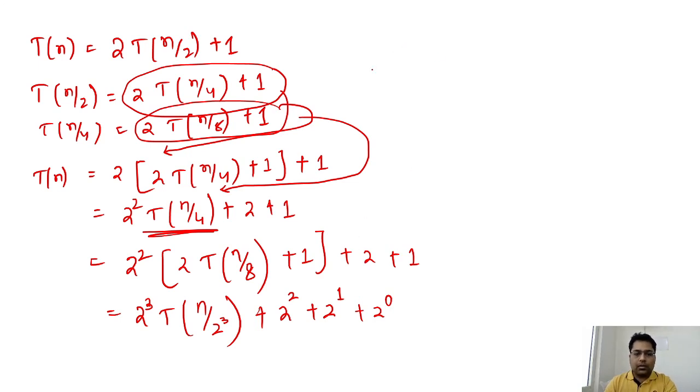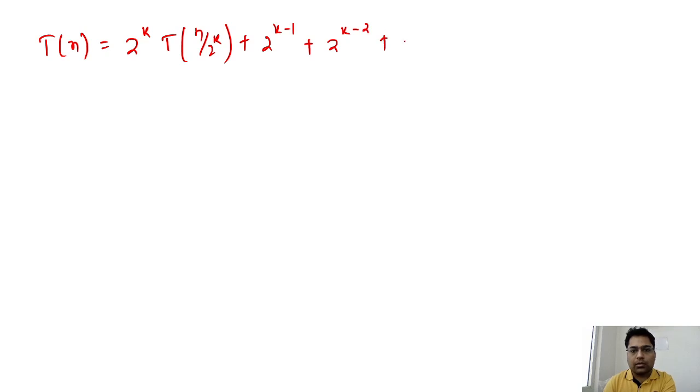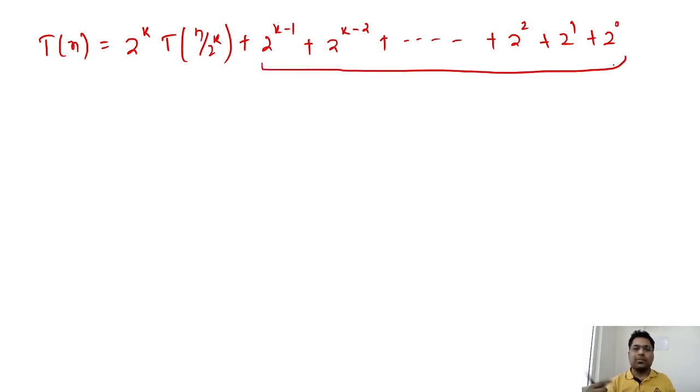Now T(n) could be written as 2^k T(n) by 2 to the power k plus 2 to the power k minus 1. Why? Because here is 3, here is 1, here is 2. That's why 2^k minus 1, then k minus 2, up to 2 plus 2 to the power 1 plus 2 to the power 0. Okay. There we will be applying some other rules, but still here it could be negligible. Why? It is focusing on the constant with the GP series.